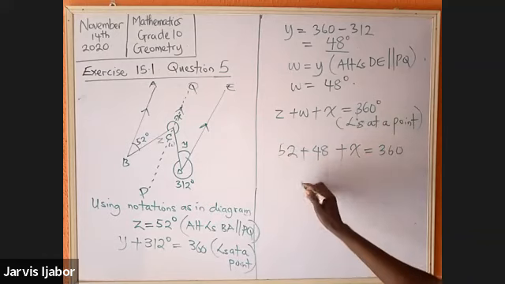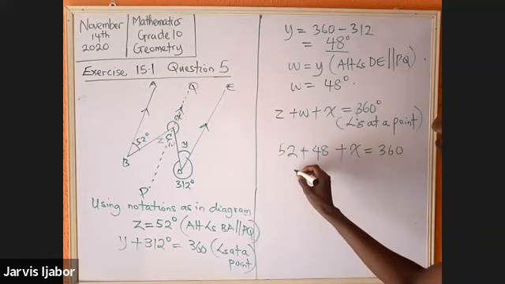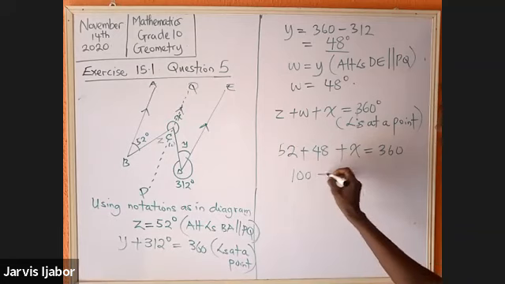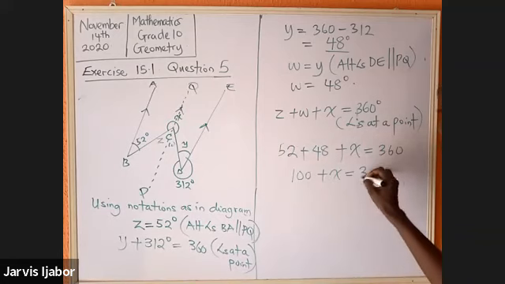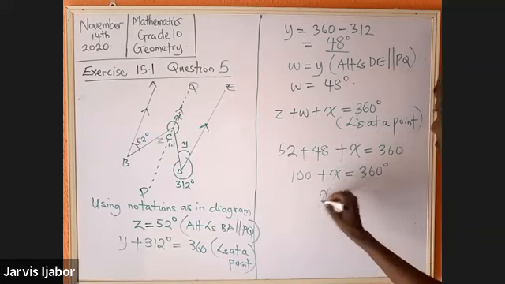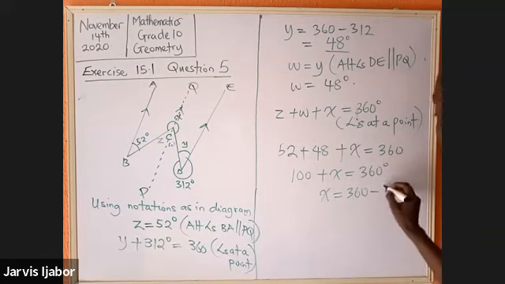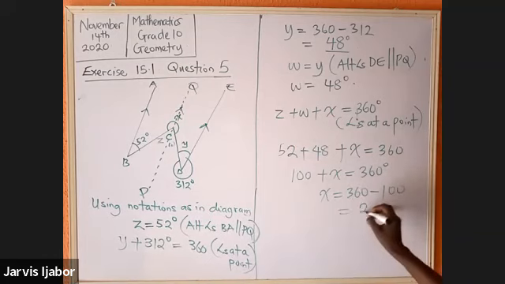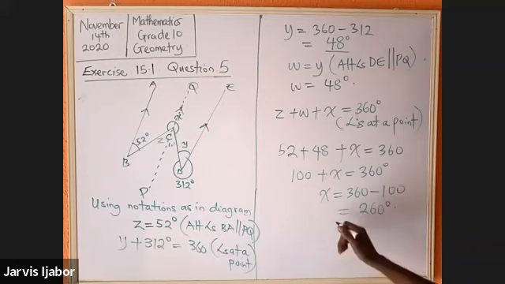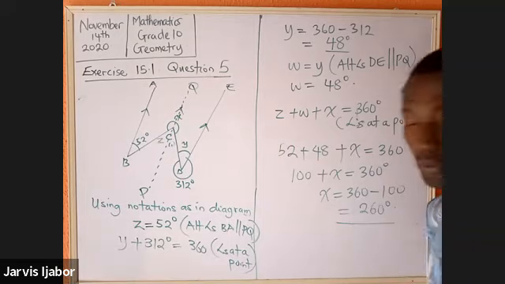So add these two together. This will give me what? 100 degrees plus X equal to 360 degrees. So what do you have? X will be 360 minus 100, and that will give you 260 degrees. So the answer invariably is what? 260 degrees, assuming we have done our relevant calculations right. Okay?